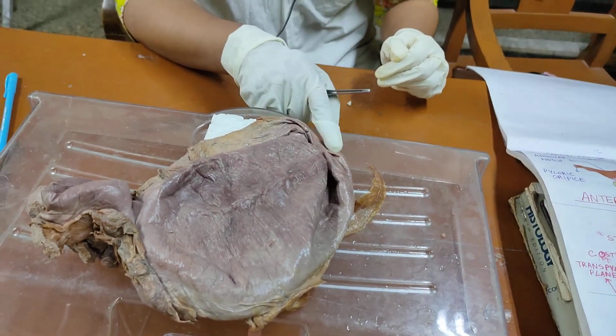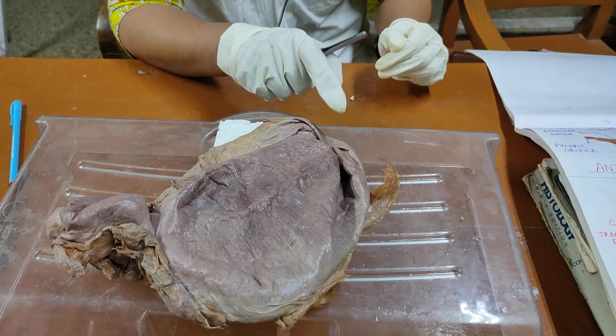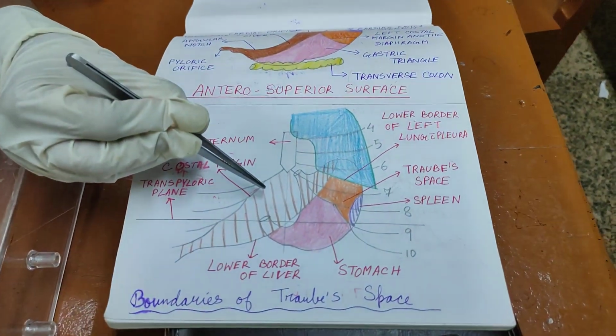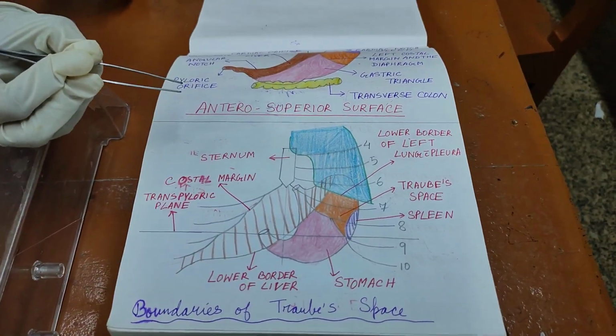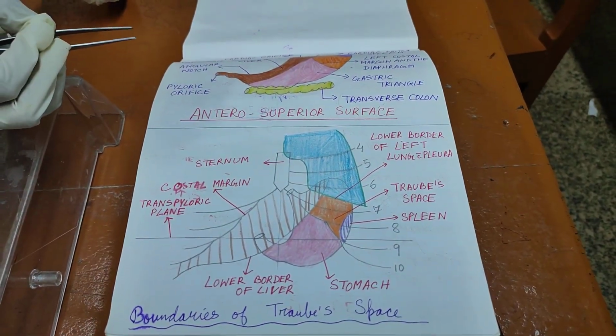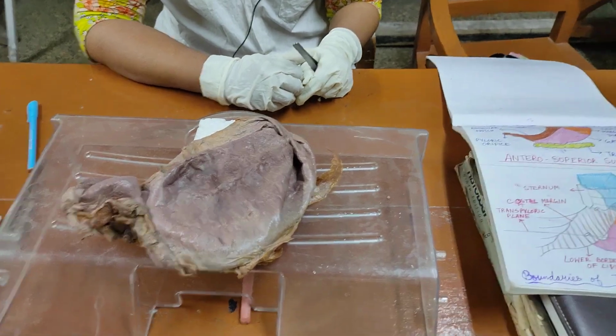But dull note will be produced in various clinical conditions. What can it be? One is the enlargement of the liver, another one is the enlargement of the spleen, or in case of pleural effusion. So, this was regarding the relation of the antero-superior surface.